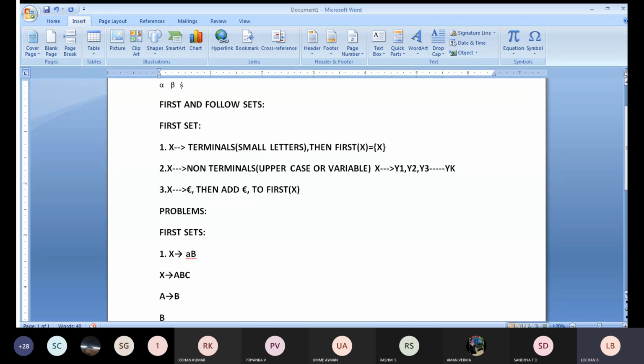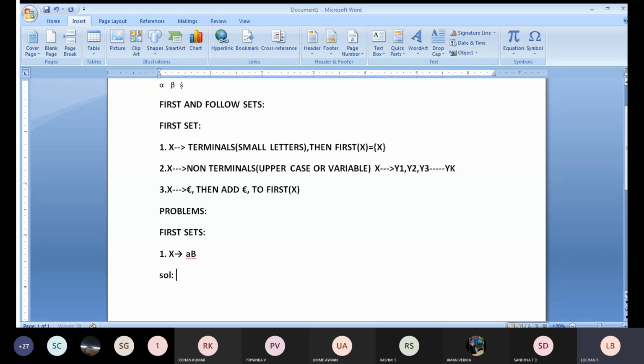So I check in the B production, whether any small letter b is there. If it is not there, we continue the production. If the production is continued, we need to check. Otherwise, if it is not there, we stop as it is. If you get epsilon, we will solve that next.